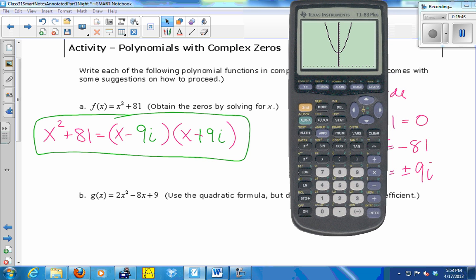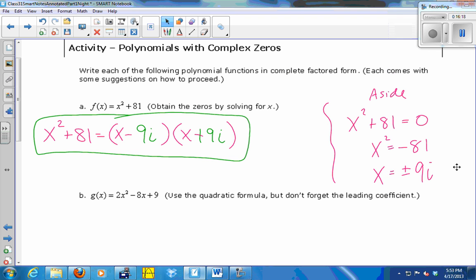Oh, it didn't graph my other one. Maybe you can't do it. Oh, yeah, it's giving me errors. I guess your graphing calculator is not as good as I thought it was. That's too bad. Oh well.